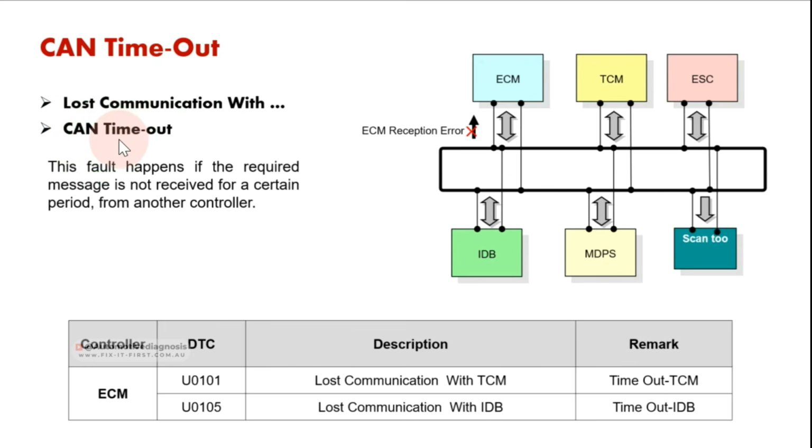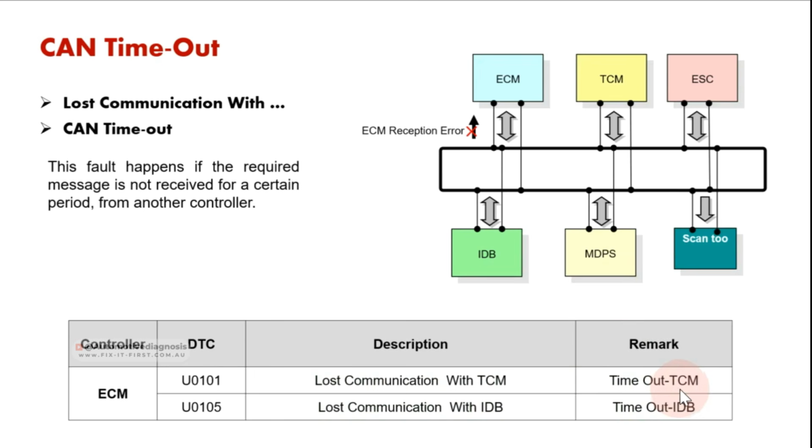It's really important to remember that this fault happens if the required message is not received for a certain period. Again, we are looking at the ECM. ECM has some issues receiving the data from transmission. Just imagine that we have two separate control units for engine and transmission. If ECM has difficulty receiving information from TCM, it is going to set this fault code for us, U0101, lost communication with TCM, or CAN timeout TCM.